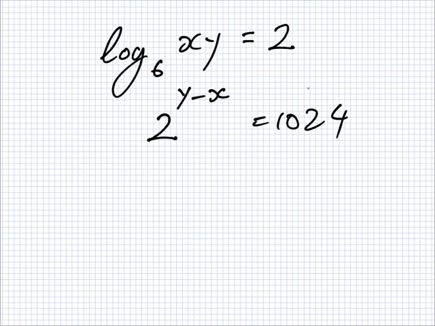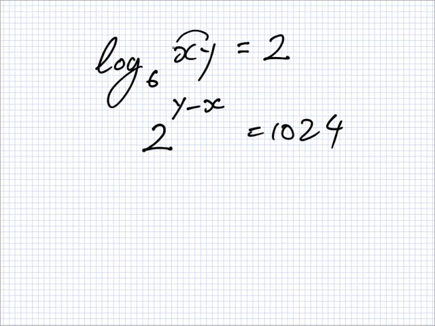Perhaps the only thing worth saying is you need x and y. They can both be positive or they can both be negative, but you can't have an answer where one is positive and one is negative. Why not? Well, then this would be negative. You can't have log of negative.